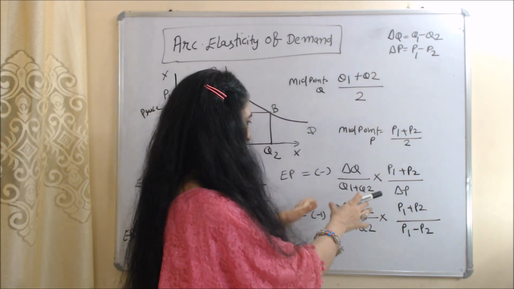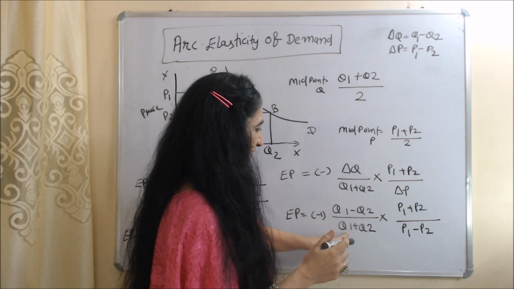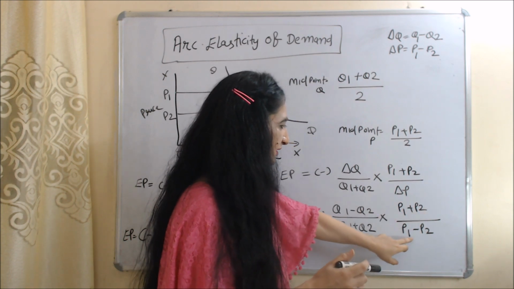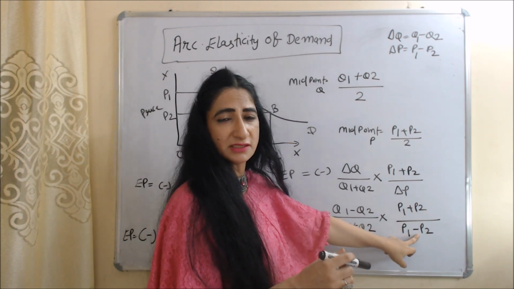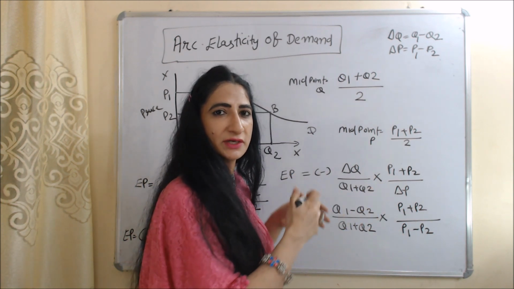After writing this, our final equation will become Q1 minus Q2 divided by Q1 plus Q2 multiplied by P1 plus P2 divided by P1 minus P2, and this is our final formula to measure price elasticity of demand according to this method.